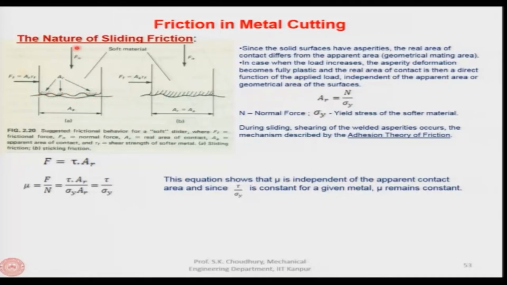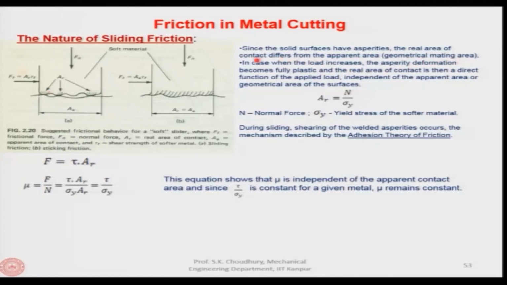Initially when the normal force is not very high, these asperities will be deformed elastically because of the normal force acting, and then as the normal force increases, these asperities will be deformed plastically. All right. Here, since the solid surfaces have asperities, you can see the real area of contact shown here. It is the area of the asperities on which the two surfaces are meeting.